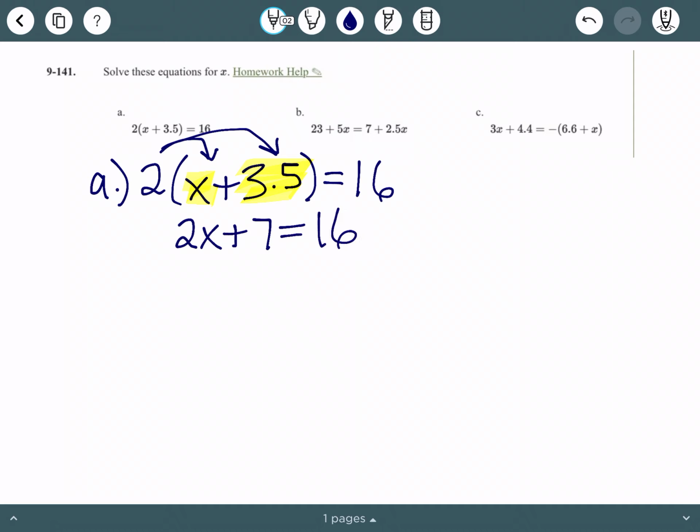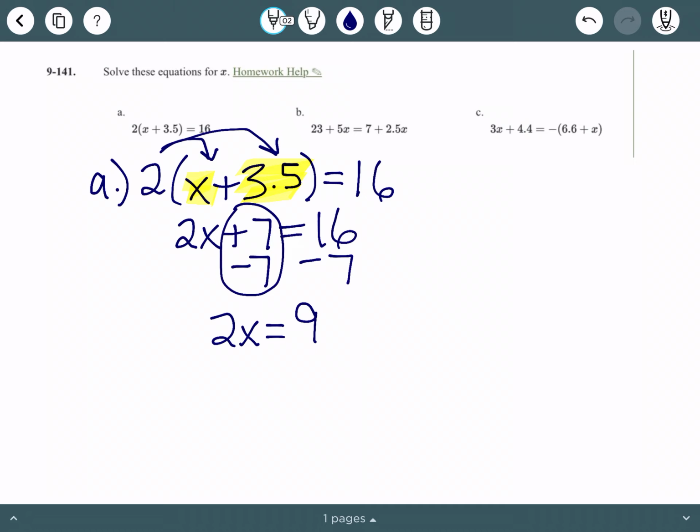All right, to get that 2x by itself on the left, I'm going to subtract 7 to get a 0 pair. And then I'll do that on the other side to keep the equation balanced. So I have 2x equals 9, because 16 minus 7 gives me 9.